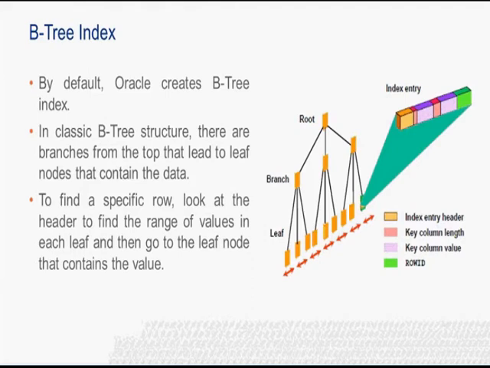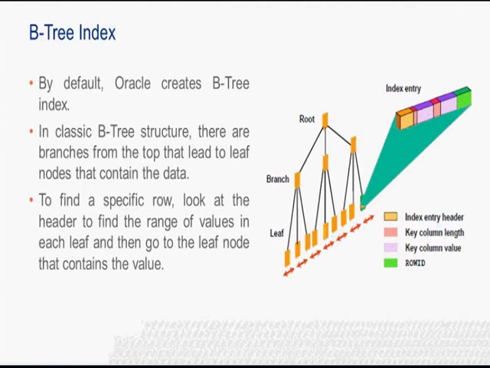Structure of B-tree index. At the top of the index is the root, which contains entries that point to the next level in the index. At the next level are branch blocks, which in turn point to the blocks at the next level in the index. At the lowest level are the leaf nodes, which contain the index entries that point to the rows in the table. The leaf blocks are doubly linked to facilitate scanning the index in an ascending as well as descending order of key values.